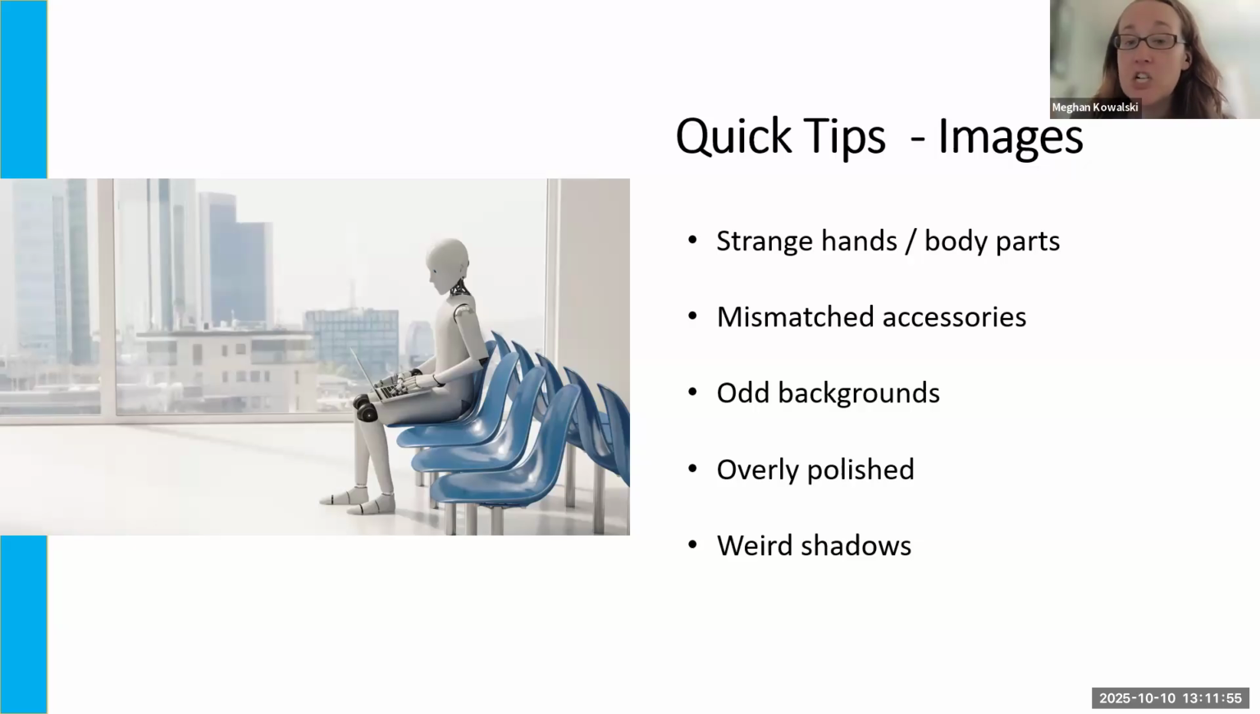And you also want to pay attention to the shadows. AI doesn't quite know yet how to figure out shadows in images, so you're going to see the sun or the lighting source might be coming from every different direction. So always pay attention to the shadows.